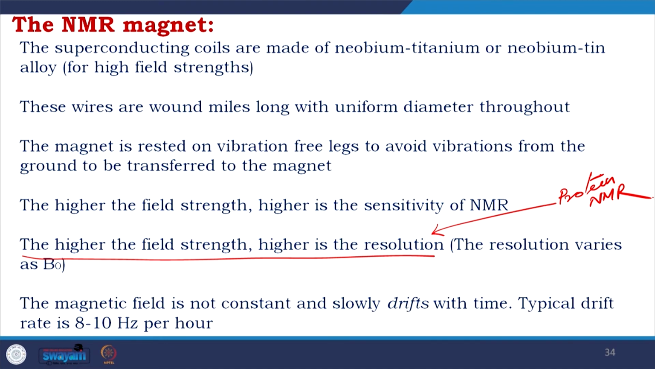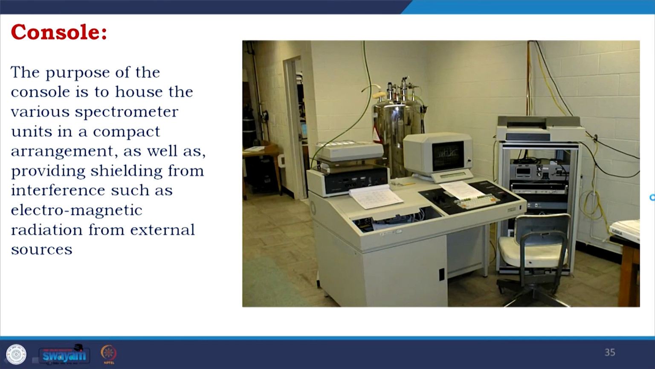The magnetic field is not constant and slowly drifts with time. Typical drift rate is 8 to 10 hertz per hour. So, this you have to include in your experimental considerations.